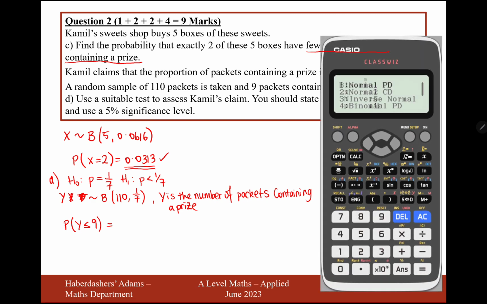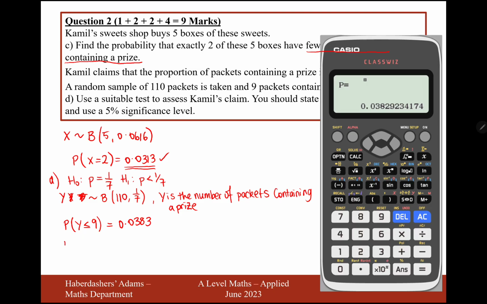So let's get back to where we were out of that series of calculations. So here we are, we're in binomial CD mode. We want to test for 9 packets or less out of 110 with the probability still being 1/7. And the answer to that is 0.0383. So we need now 2 concluding sentences, one that compares this value to 5%, and then one that brings it back in terms of the context of the question.